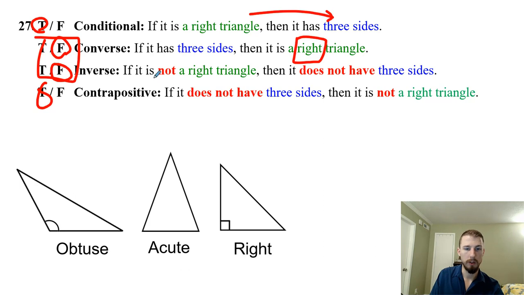And let's go ahead and look at it. So if it's not a right triangle, that means it does not have three sides. No, that's not true, because it could be an acute triangle or an obtuse triangle, and then it would have three sides. So both of those are false. And I think that's it.